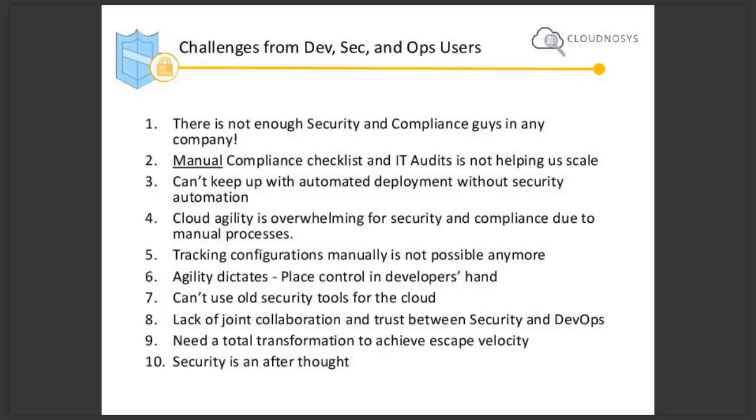Number 7, can't use old technology, old tools for the cloud. This is something that we see often where people struggle, or they don't have any tools for the cloud. So that's another thing that comes up.